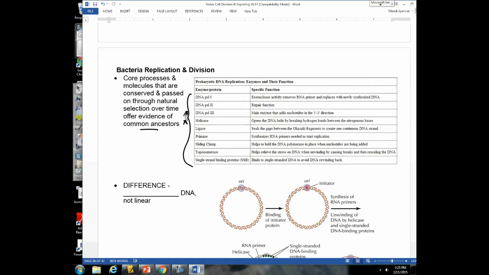Topoisomerase, you can see it in there. We've talked about it in our replication. Okay, so it doesn't matter the organism. If it's asking you to discuss enzymes that are assisting in DNA replication, just pick some of the ones that you remember best and talk about those.